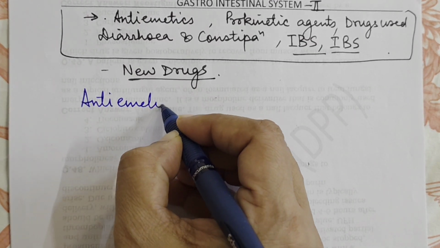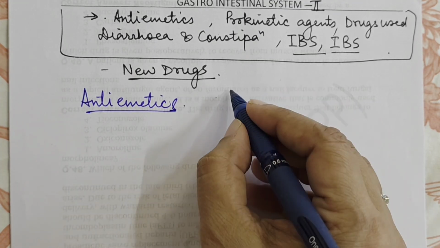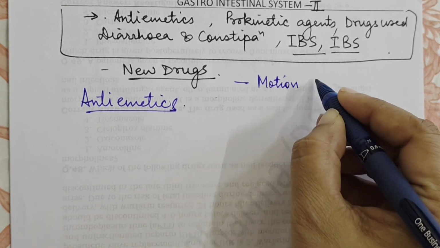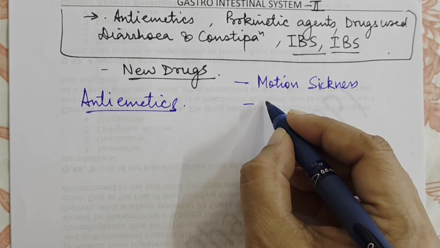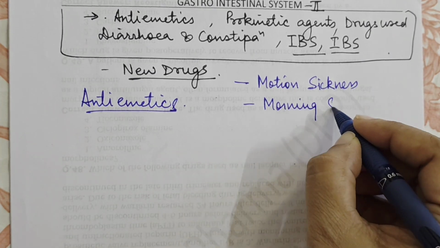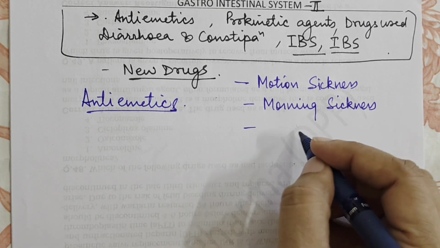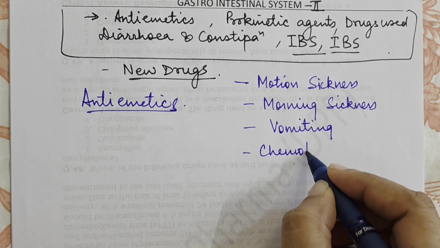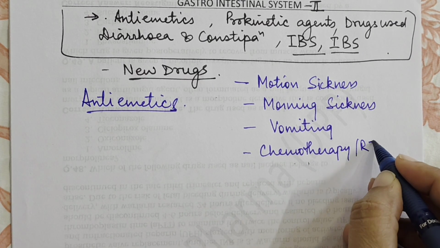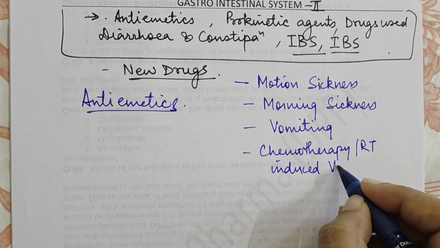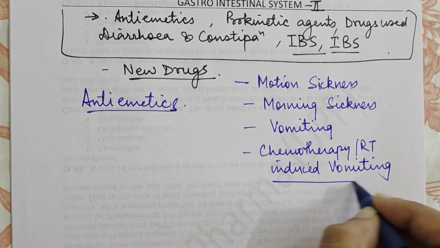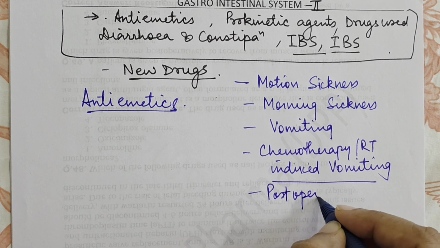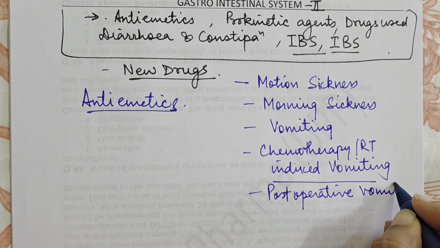Okay, so in antiemetics, what are the different types of vomiting that questions are usually asked on? So we have motion sickness, that is one type of vomiting. Then we have morning sickness. Okay, the normal vomiting is there. Then we have chemotherapy and radiotherapy induced vomiting, right? So we have various types of vomiting, and then we also have post-operative vomiting. So what are the drugs which are used in these various types of vomiting?